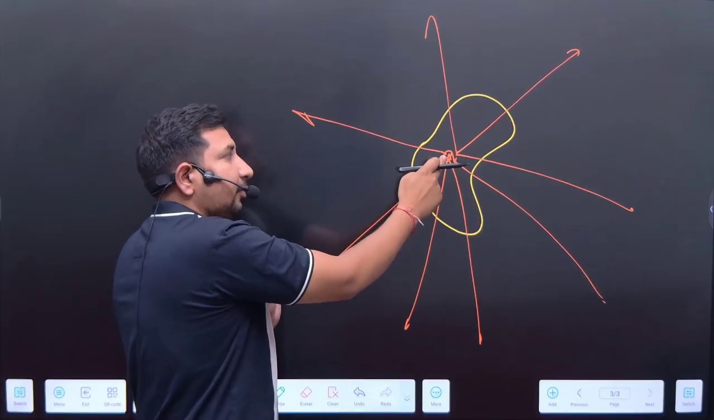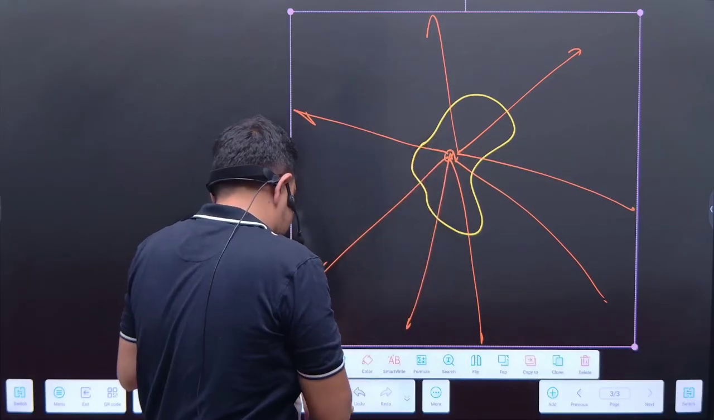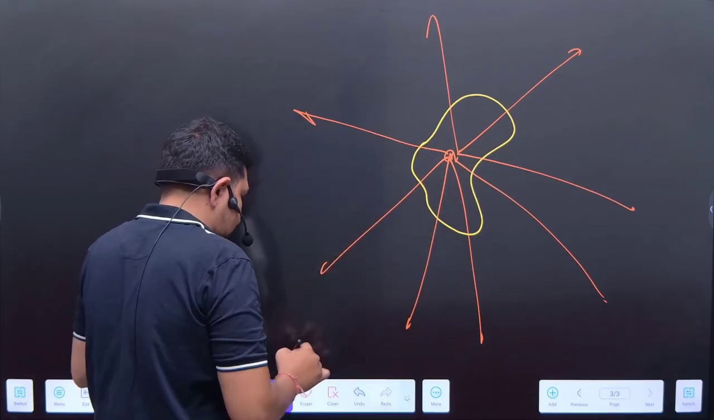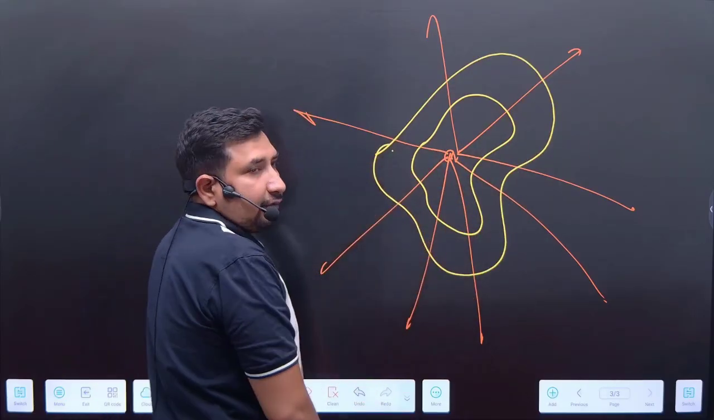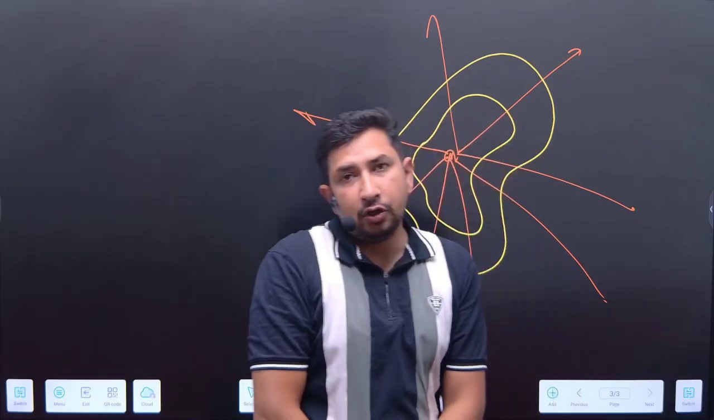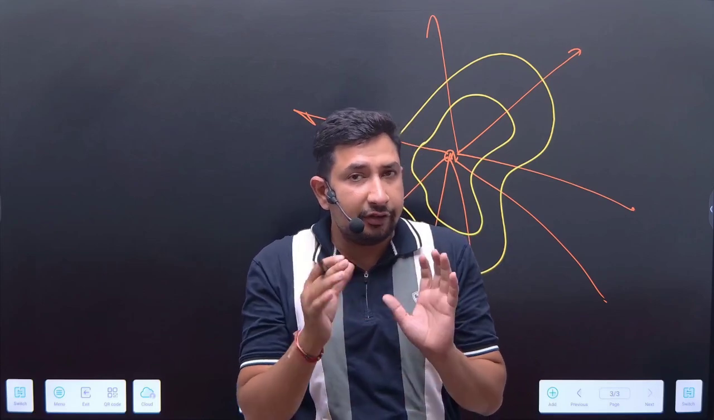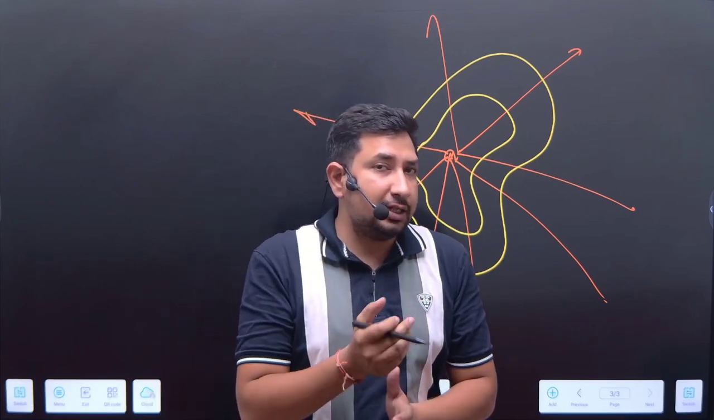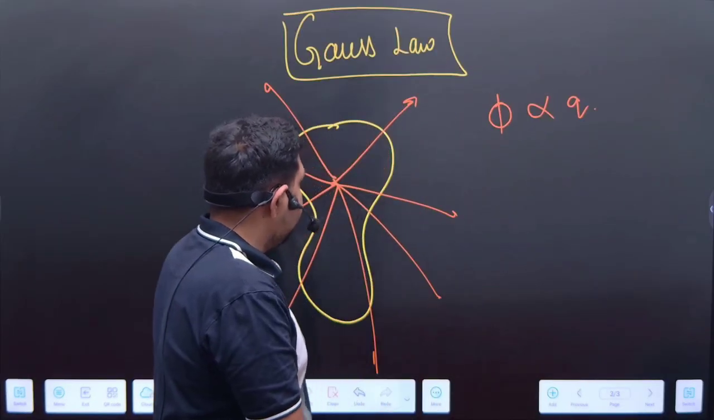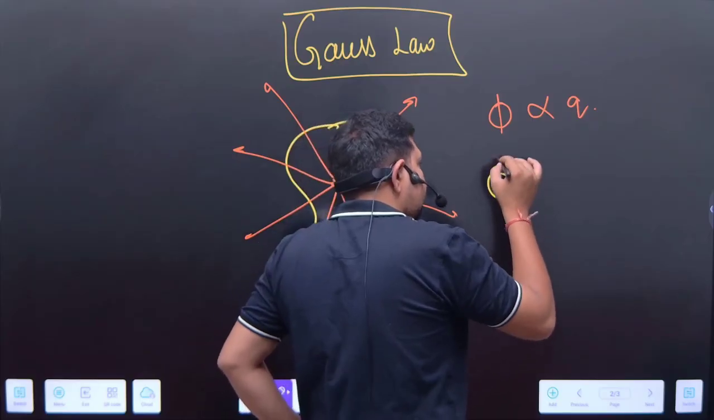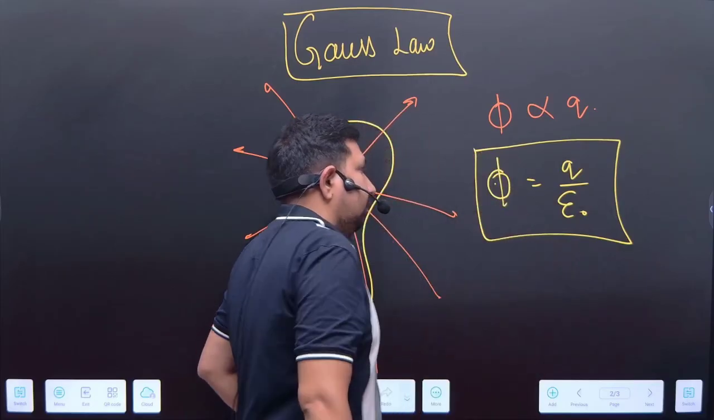The flux coming out from this charge does not depend on the position, neither does it depend on the size of the area or the size of the closed shape. If the closed shape is even bigger, the number of field lines crossing this shape would be the same. So Gauss law says that the flux, or the number of field lines crossing a closed shape, is directly proportional to the charge inside this shape. That is what is called the Gauss law. And the value of flux should be equal to charge by epsilon naught.